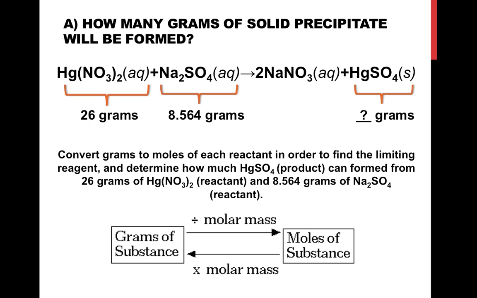The equation reads as follows. Mercury nitrate reacts with sodium sulfate to produce sodium nitrate and mercury sulfate.